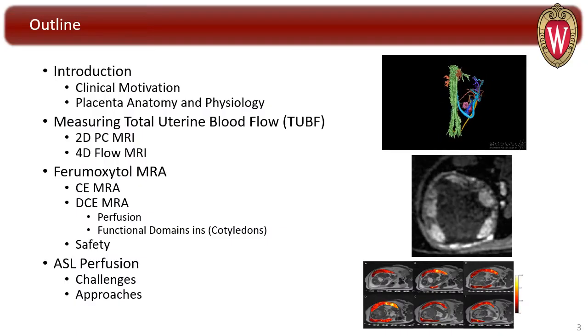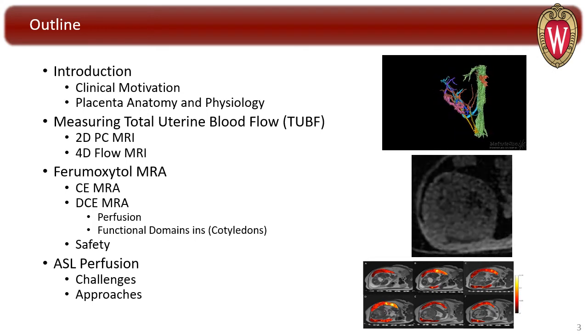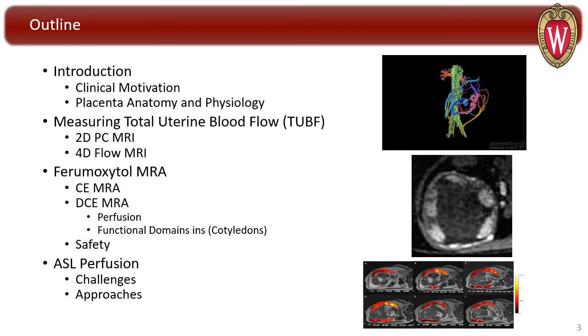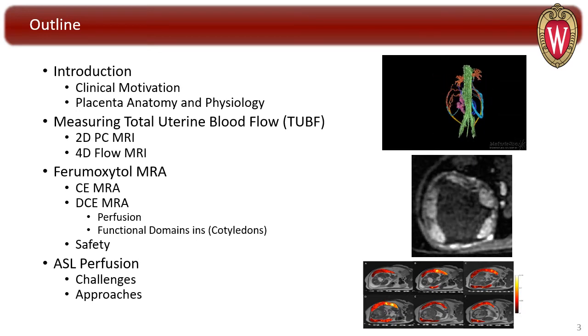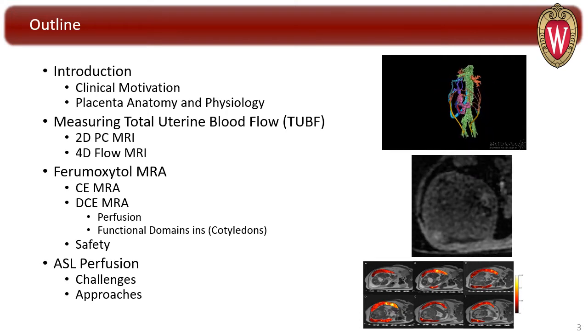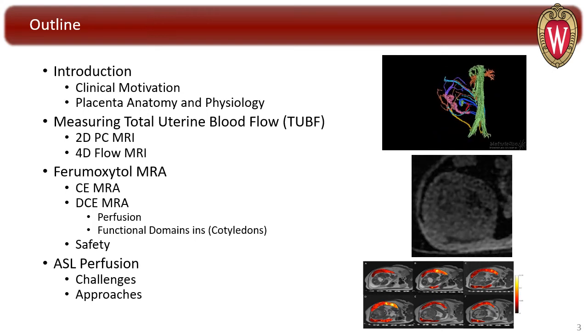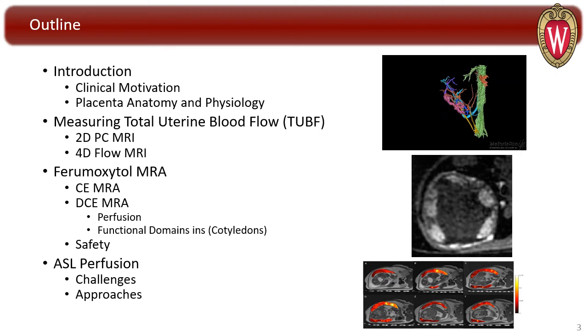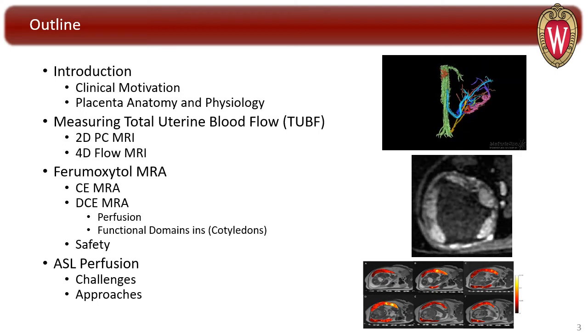In this presentation, I will introduce the clinical motivation for placenta imaging and some essentials on the anatomy and physiology. I will review methods for the measurement of blood flow to the uterus with 2D PC and 4D flow MRI. I will also discuss the use of ferumoxytol MRA for capturing angiograms and quantitative dynamic imaging for assessing perfusion and functional domains, as well as safety aspects. Finally, I will briefly review ASL perfusion methods and challenges in the placenta.